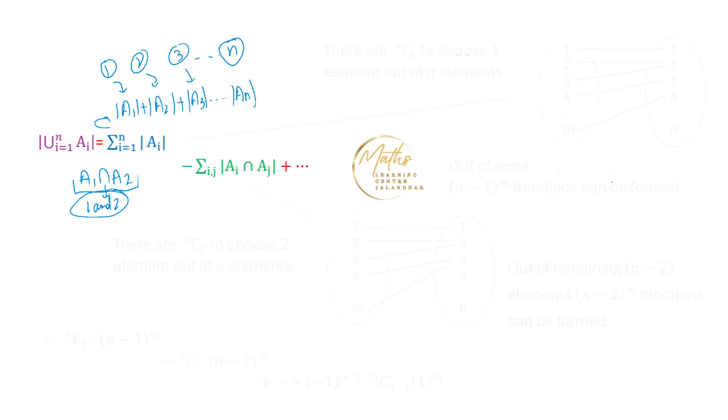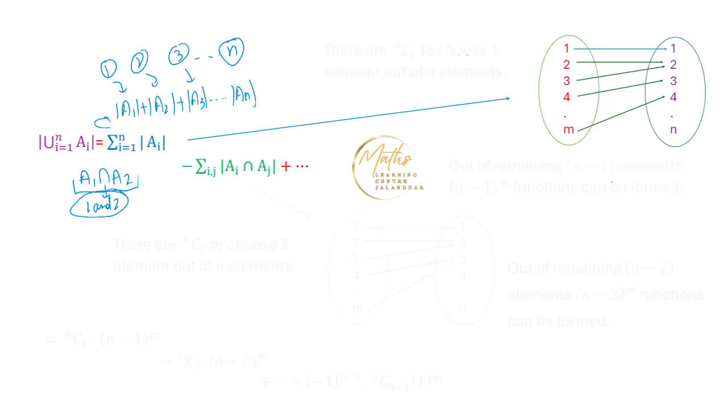Now to calculate the number of elements in this first term, we are considering the set over here in this form, and suppose we consider the case in which n has no pre-image. So how many ways are there? There are nC1 ways to choose one element out of these n elements.